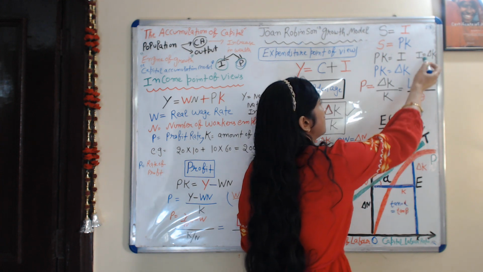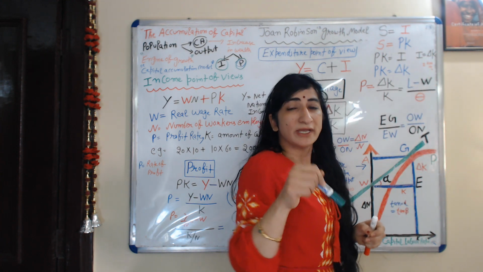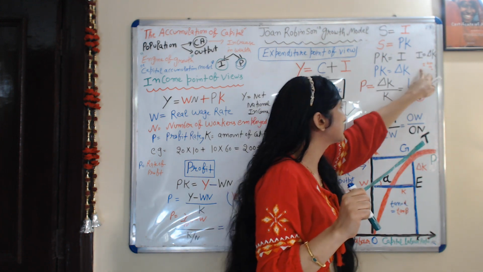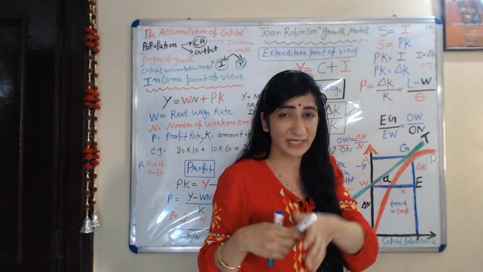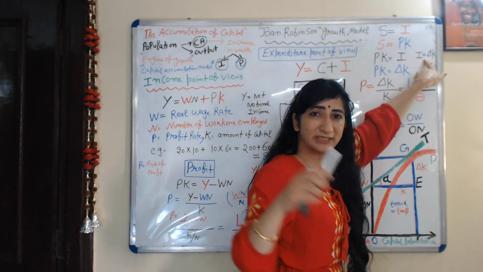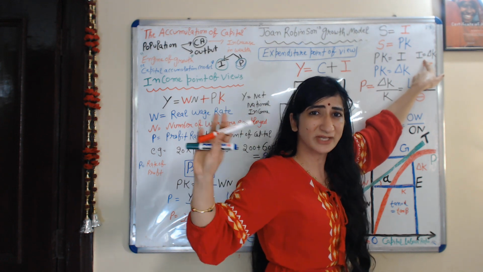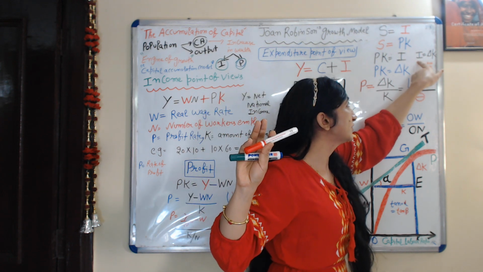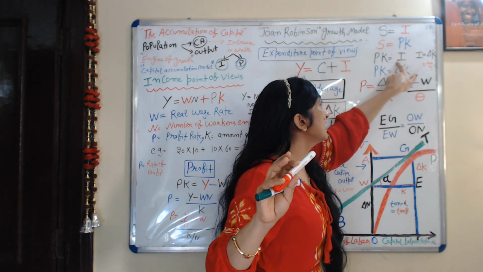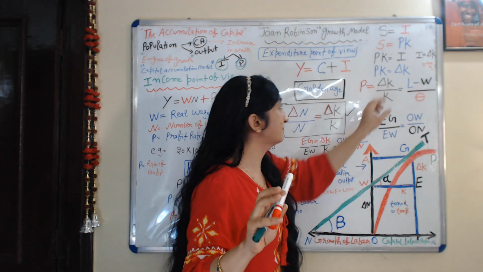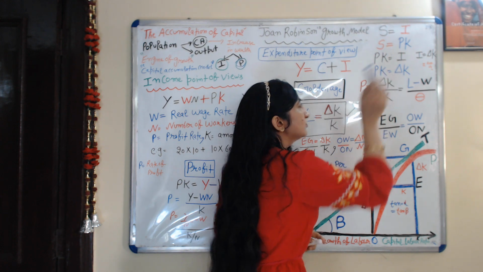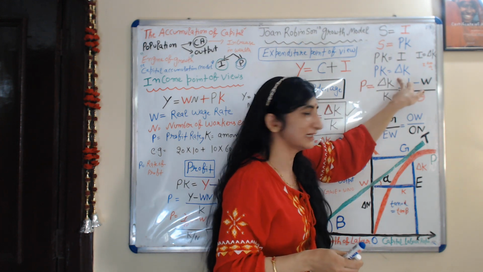One most important thing, as we all know in economics, I is equal to delta K. Delta K is basically the increase in capital. In economics, we can write I is equal to delta K. We have discussed many concepts earlier in which we assume I is equal to delta K. So we will replace I with delta K. Now our equation becomes PK is equal to delta K.